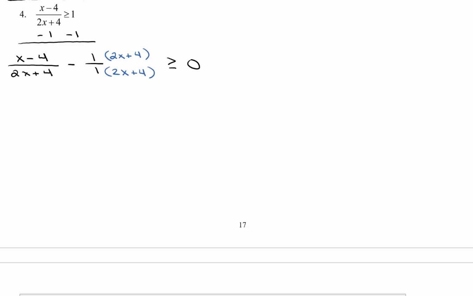So now I'm going to go ahead and distribute that negative there. I'm going to write this as plus a negative, right? Because every subtraction problem can be rewritten as addition if we add the opposite. And now I'm going to distribute the negative to each one of these terms inside the parentheses. And we're going to have x minus 4 minus 2x minus 4, all over 2x plus 4.